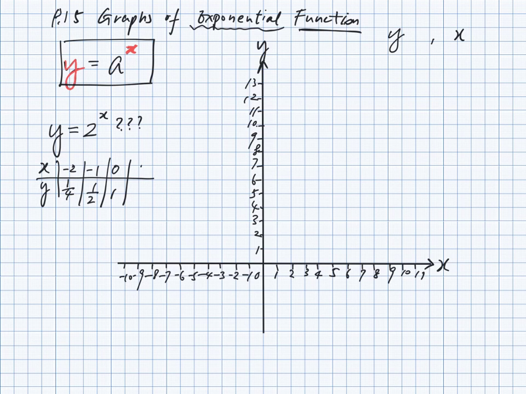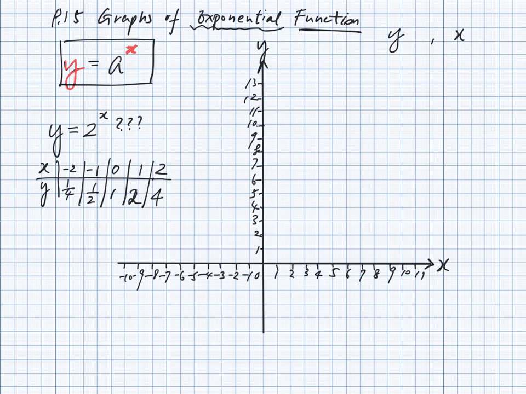Let's try some more. When x is 1, it's easy. 2 to the power of 1, sorry, 2 to the power of 1 is 2. One more, the last one. If x is 2, 2 to the power of 2 is 4. So the corresponding value is 4. By generating this table, we have 5 pairs of x and y. They are actually the coordinates of points on the graph. Let's plot them out. I'm using another color now.